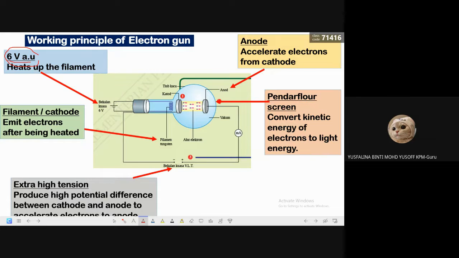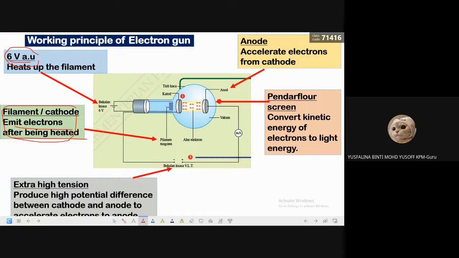So what is inside the filament? It's tungsten, and it will heat up the cathode to release the electrons. So the filament or cathode emits electrons after being heated, through the process of thermionic emission. It is heated by the electricity, by the electric energy.